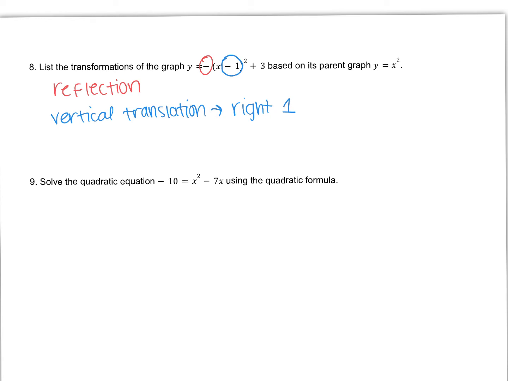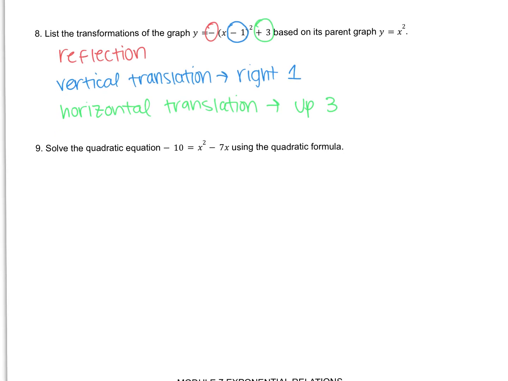Okay. And then lastly, we have the +3. That is a vertical translation, which means up or down, and in this case it would be up 3. You can still use Desmos to verify this. The original graph would be y equals x squared. The new graph would be y equals -(x minus 1) squared plus 3. And you can verify it's been reflected, it moved right 1, and then it moved up 3.